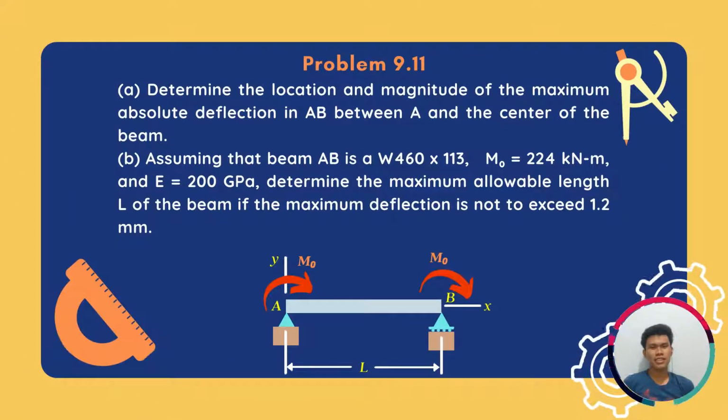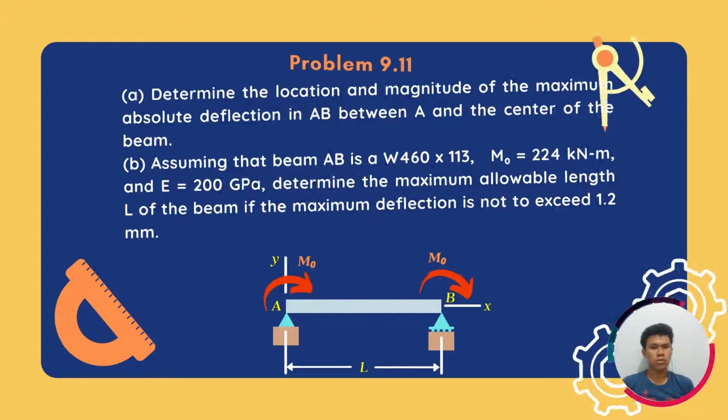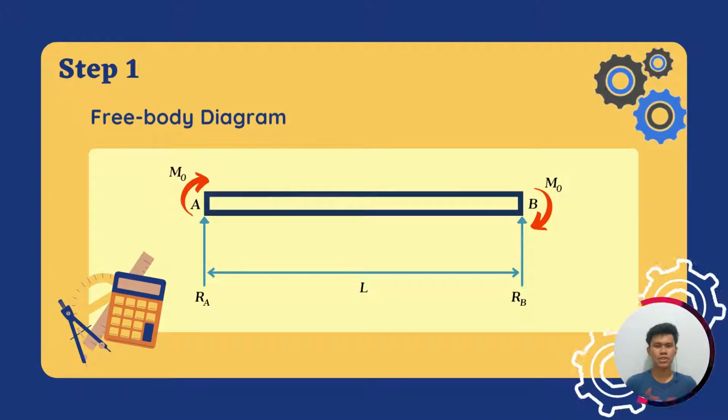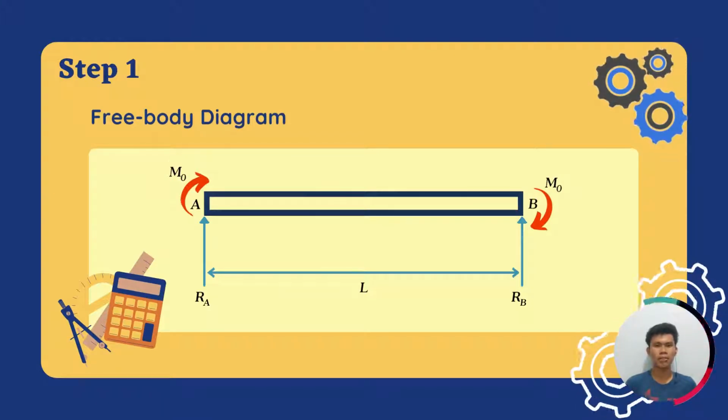So much for that, let's get into our problem, which is number 9.11. A. Determine the location and magnitude of the maximum absolute deflection in AB between A and the center of the beam. B. Assuming that beam AB is W460 by 113, M sub 0 is equal to 240 kilonewton and E is equal to 200 GPa, determine the maximum allowable length L of the beam if the maximum deflection is not to exceed 1.2 millimeters. So let us show first the free body diagram of the entire beam AB.